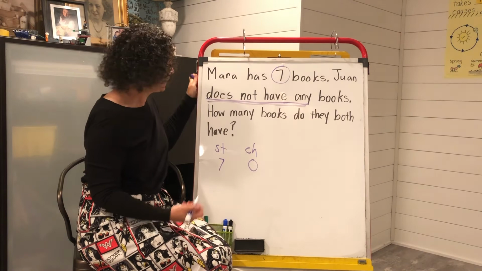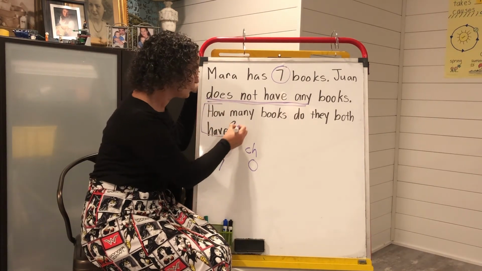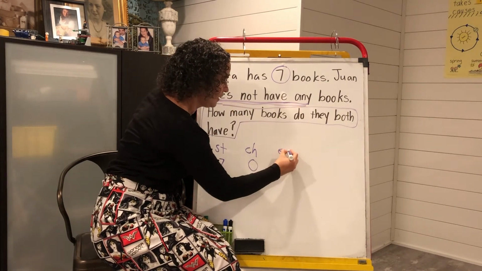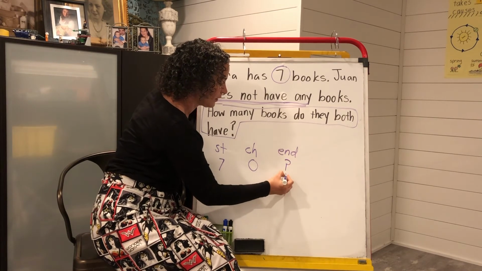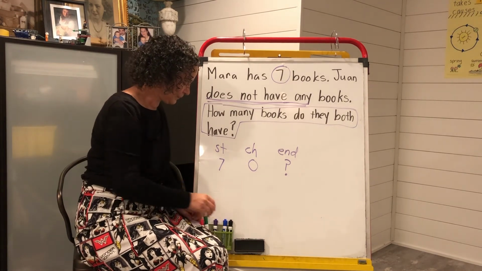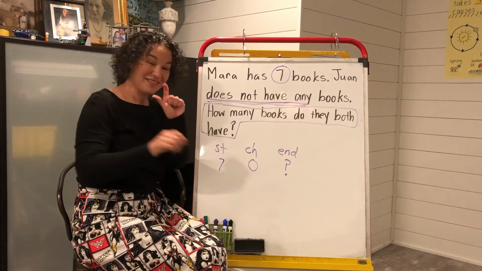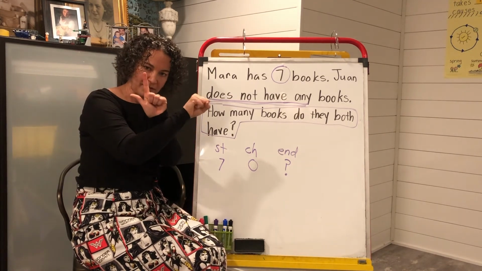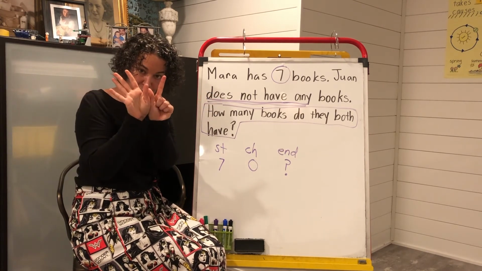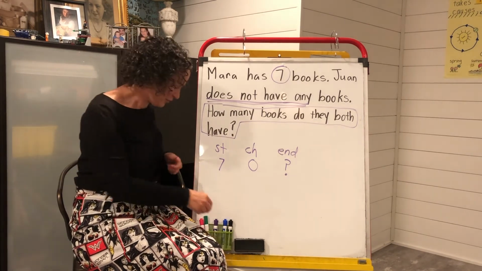Let's find our end. How many books do they both have? So my friends, this is our end, and we've got to figure out how many books they have when we put them together. So my friends, we've got 7 books on this side. Mara's got 7, and then Juan's got 0. So we've got to take the 7 and Juan's 0. We've got to put them together and figure it out. So are we adding or subtracting? Yes, we're adding. Good job, my friends.